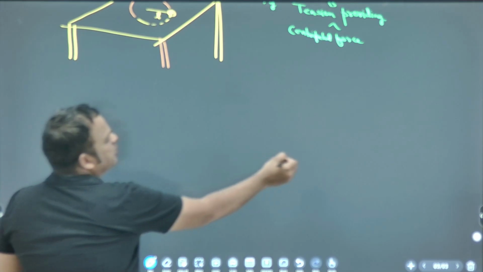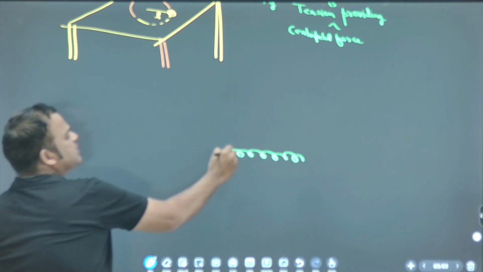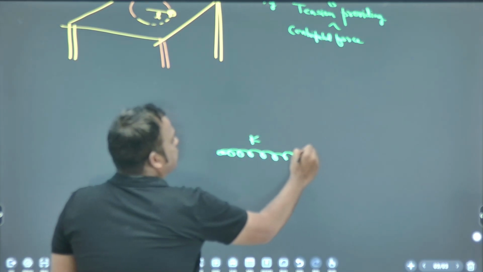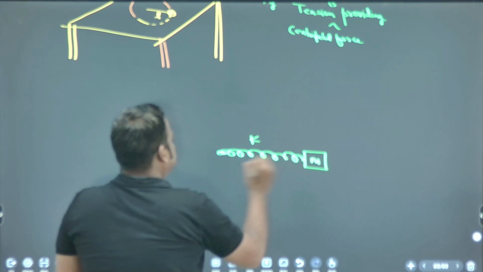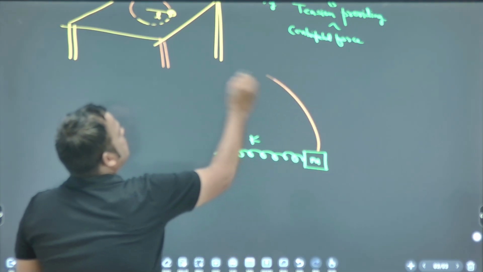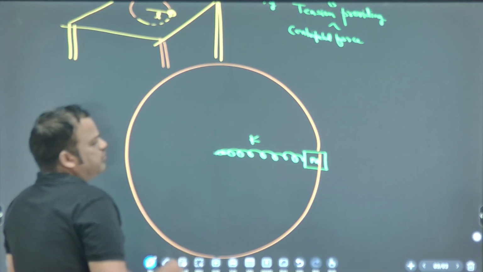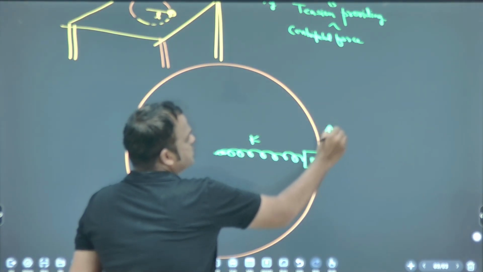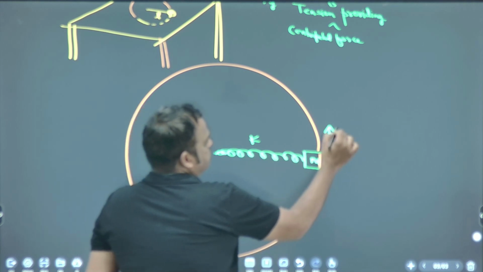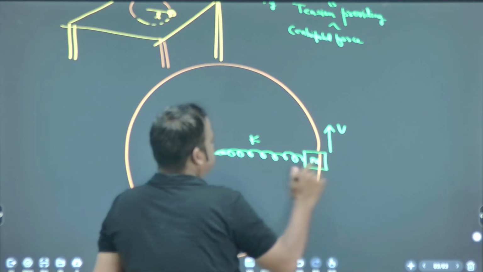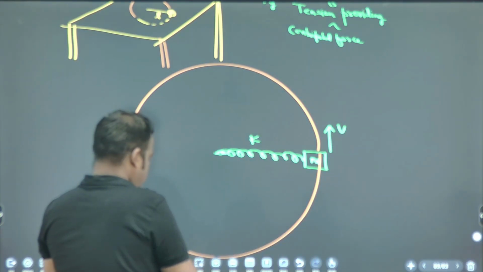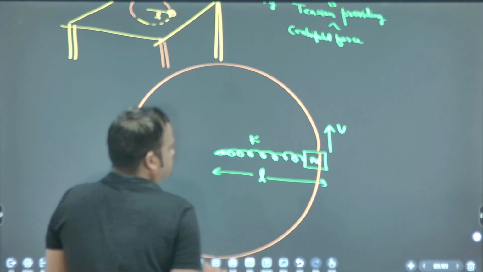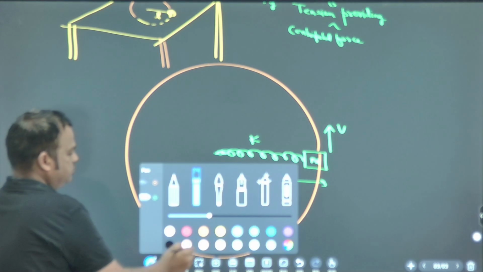See, it can be a spring also. Suppose a spring is there. The spring constant is k. Now you have connected a block here, and that block is performing circular motion. So tell me, what is the elongation in the spring if speed is v and radius is l? Tell me what is the elongation.